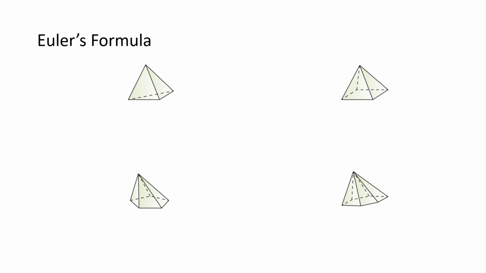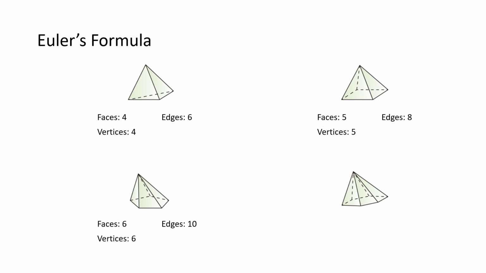For each one of them, let's count how many faces, vertices, and edges they have. For the first pyramid, we can count 4 faces, 4 vertices, 6 edges. The second pyramid has 5 faces, 5 vertices, 8 edges. The third, 6 faces, 6 vertices, 10 edges. And the last, 7 faces, 7 vertices, and 12 edges.